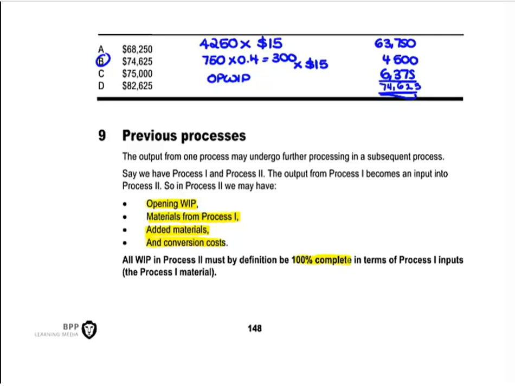the process can start. And if that sounds a little bit confusing, I think the easiest way to think of it is to think about process 1 being baking cakes and process 2 being icing cakes. You won't be able to ice a cake that isn't finished, it hasn't been baked, in process 1. So it has to be completely complete in process 1 before it can be transferred to process 2. So even if it doesn't state that it's 100% complete, you can make that assumption.